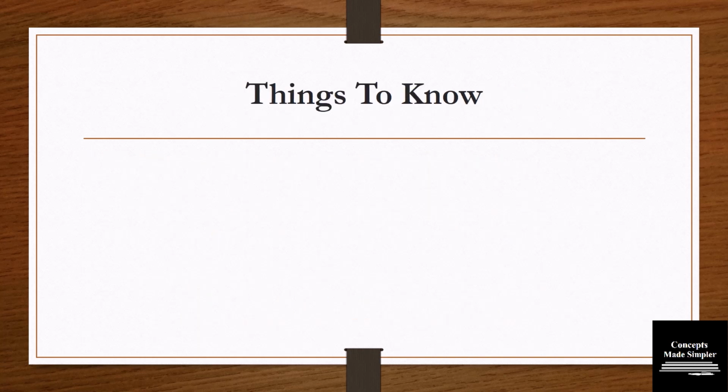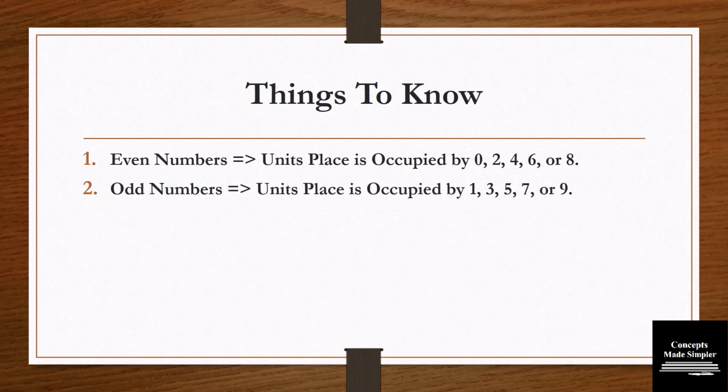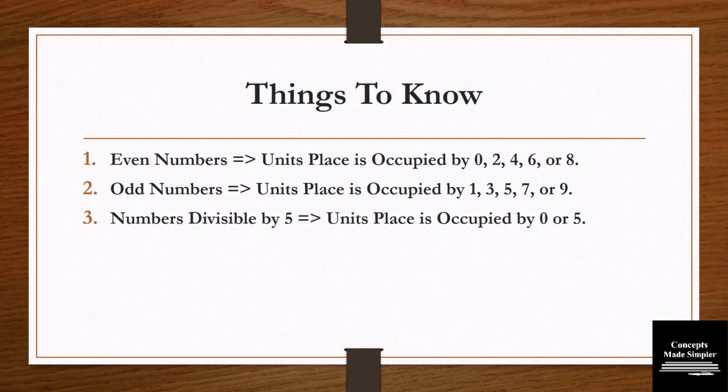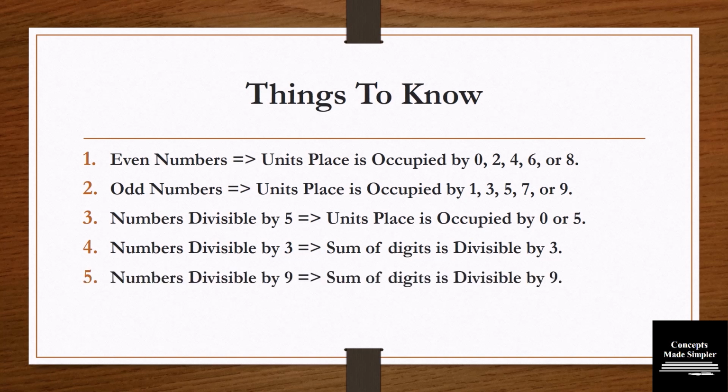Before moving ahead to the next question, there are a few things that you should know, so let's recall them. First, for even numbers, the units place can be occupied by either 0, 2, 4, 6 or 8. For odd numbers, the units place is occupied by 1, 3, 5, 7 or 9. If a number is divisible by 5, the units place is occupied by either 0 or 5. For a number that is divisible by 3, the sum of digits is divisible by 3. For a number that is divisible by 9, the sum of digits is divisible by 9. So let's move ahead and solve a few questions based on this.